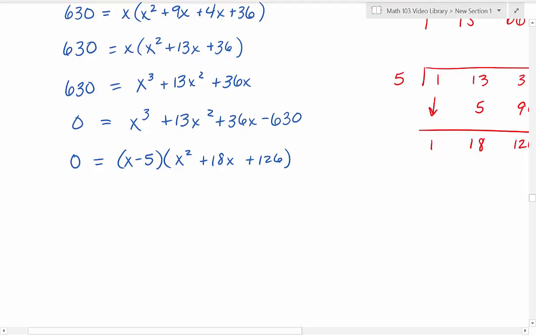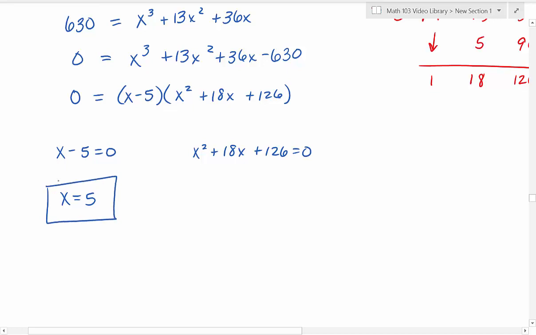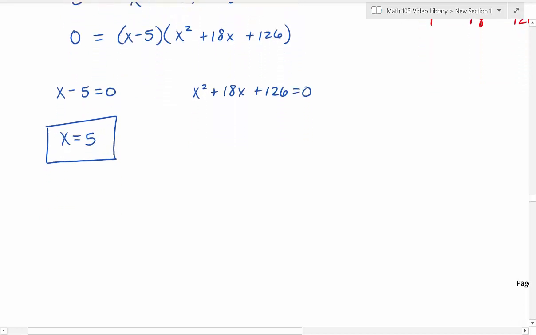I'll start by trying to factor this, but there aren't two numbers that multiply together to be 126 and add together to be 18. Since we're solving this, I'm not worried about getting down to linear factors. I just need answers. So we're going to apply zero product property and solve each equation individually. Our first equation, we get x equals 5. Our second equation, since it doesn't factor, is going to require quadratic formula.